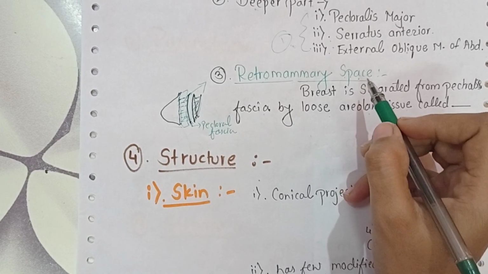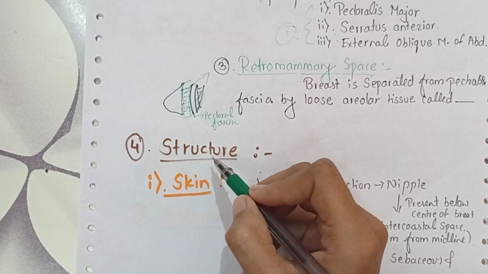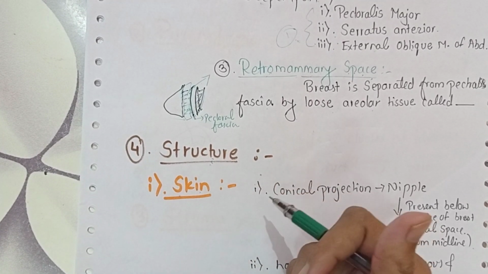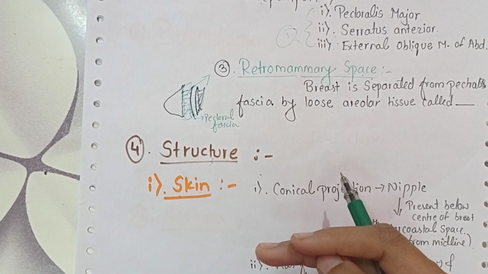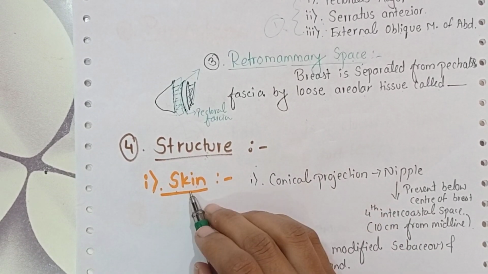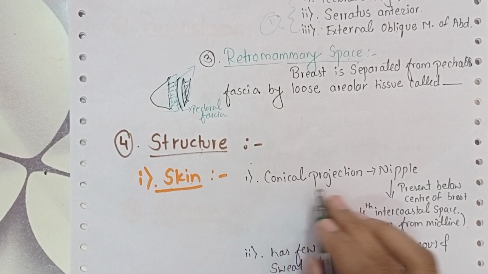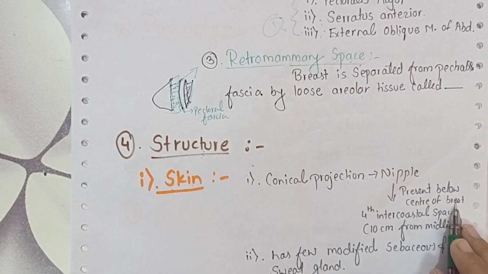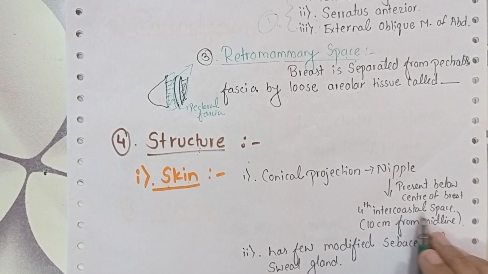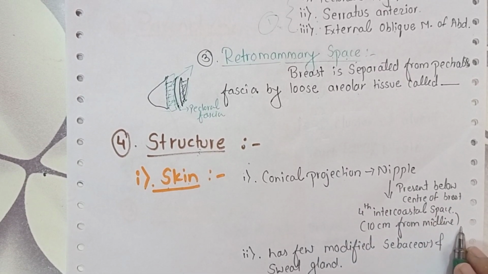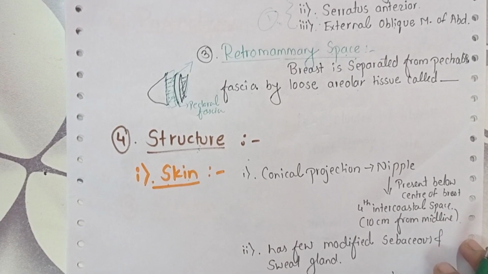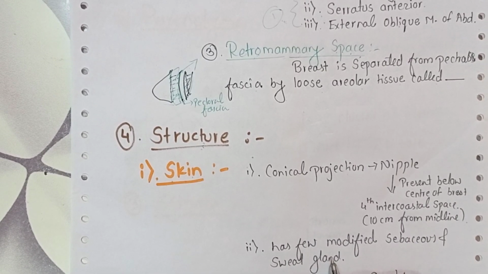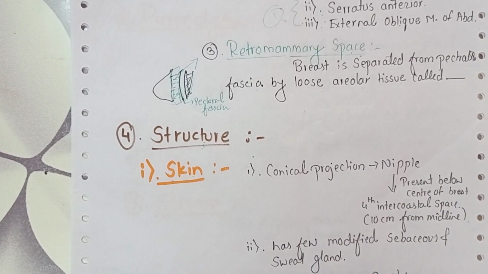The next heading that we have to remember is the structure. For structure, we can write the subheadings like skin, parenchyma and stroma. First of all, the first point will be the skin. First, the conical projection will be the nipple, which is present below the center of the breast, at the fourth intercostal space, 10 cm from the midline. It has a few modified sebaceous and sweat glands, and the nipple is rich in nerve supply.